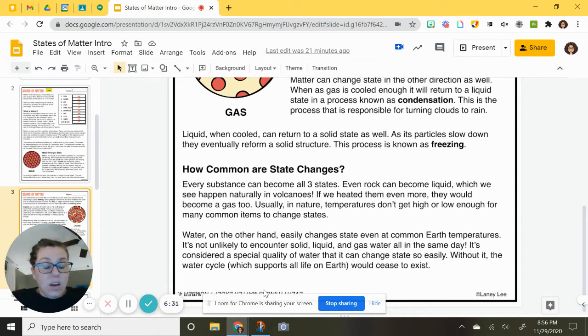I see all states of water every day. When I wake up in the morning, I usually get a glass of ice water, which means ice cubes, solid, and the water is a liquid. Once I put my hot breath on there, steam comes about, and that is water vapor, which is a gas. So, very interesting stuff. I can't wait to learn more about it.